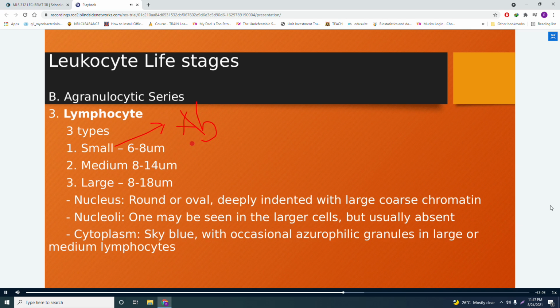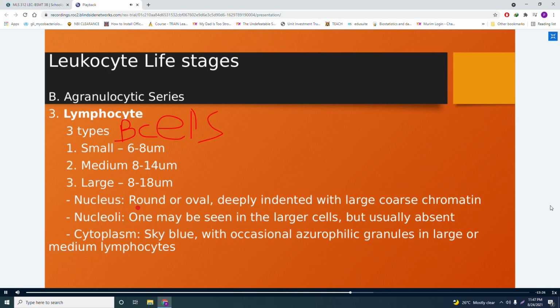Since it is responsible for the production of your antibodies, what do we call this cell? Or rather, it is the one that stimulates the plasma cell to produce antibodies. What do we call this cell? What is its other name? It stimulates the plasma cell to produce antibodies. What do we call that? It's B cells. Class, the other name for your small lymphocyte is your B cells. Okay, and then medium, then large.